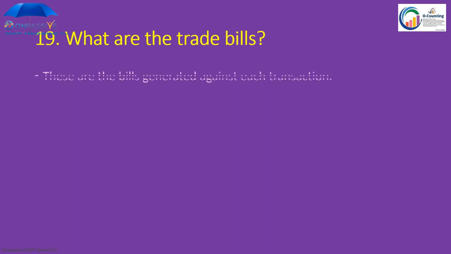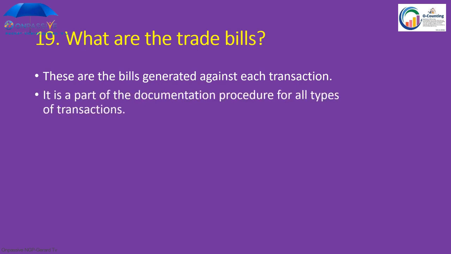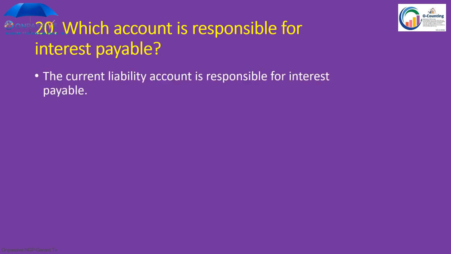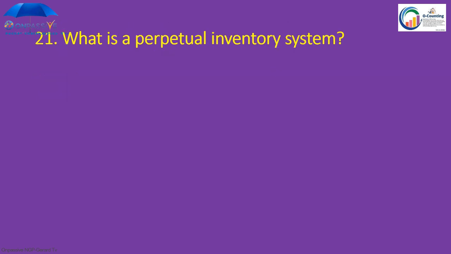What are the trade bills? These are the bills generated against each transaction. It is a part of the documentation procedure for all types of transactions. Which account is responsible for interest payable? The current liability account is responsible for interest payable.